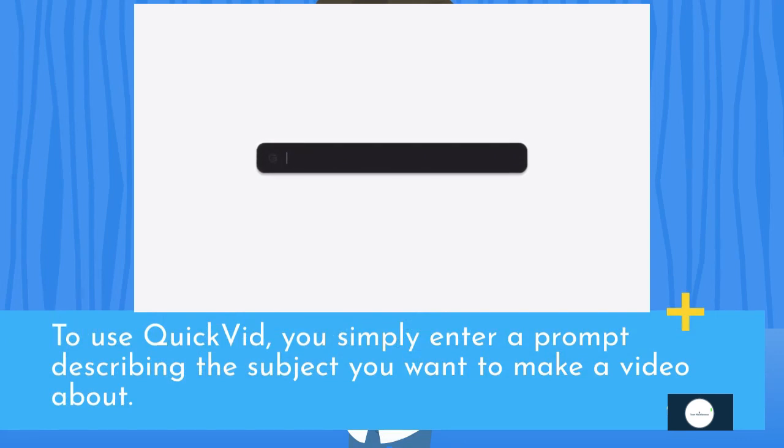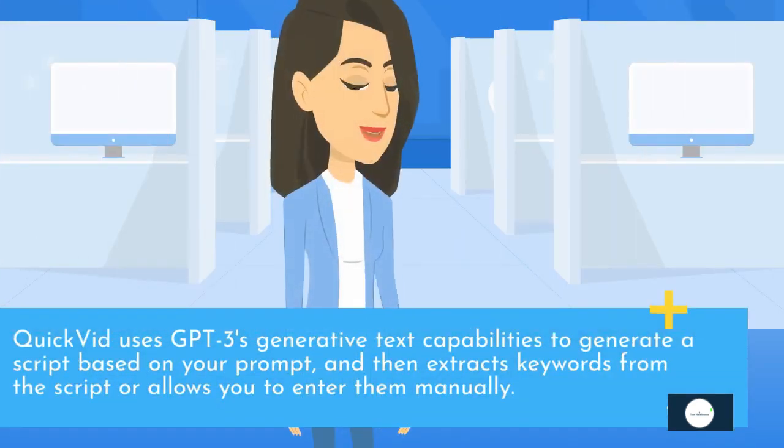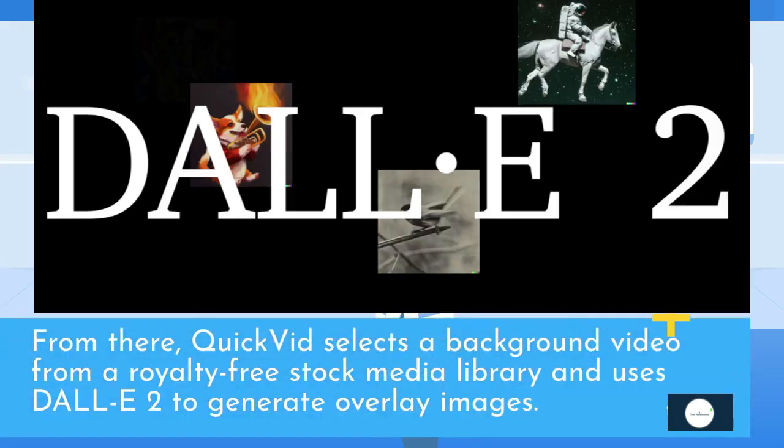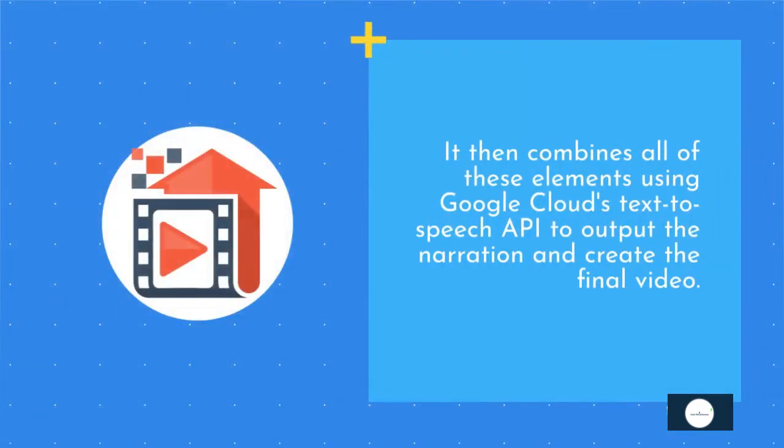To use QuickVid, you simply enter a prompt describing the subject you want to make a video about. QuickVid uses GPT-3's generative text capabilities to generate a script based on your prompt, and then extracts keywords from the script or allows you to enter them manually. From there, QuickVid selects a background video from a royalty-free stock media library and uses DALL-E 2 to generate overlay images. It then combines all of these elements using Google Cloud's text-to-speech API to output the narration and create the final video.